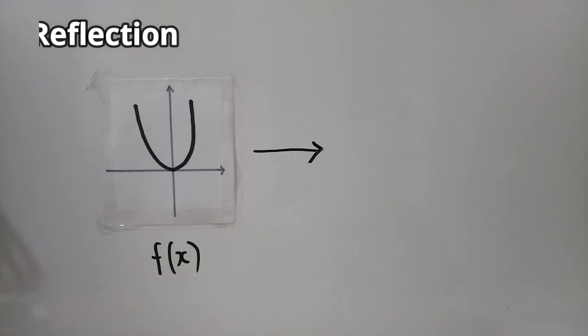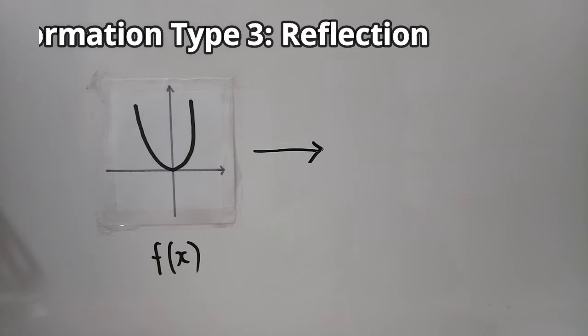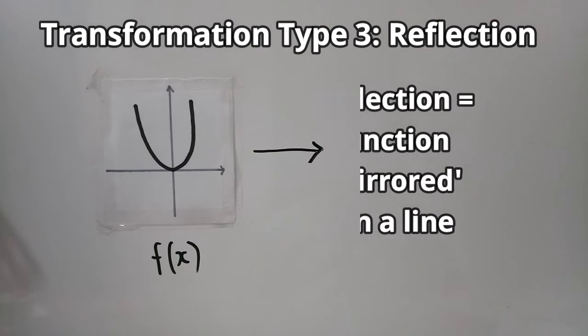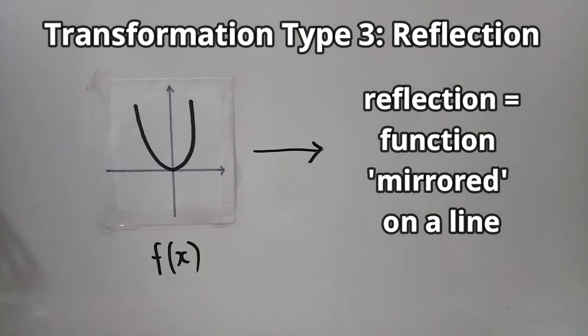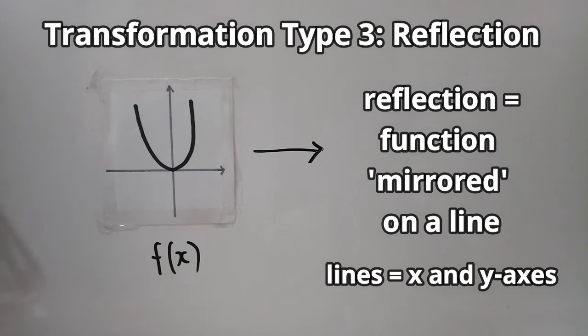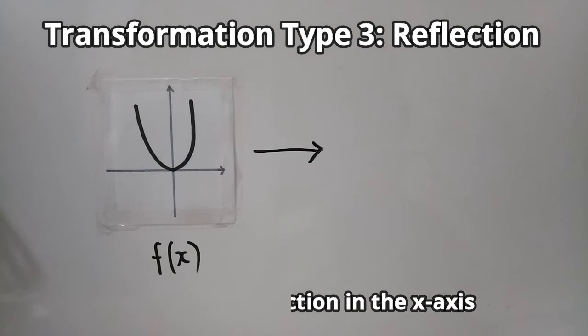Transformation type 3, reflection. A reflection occurs when the function is mirrored on a line, or a copy of that function appears on the other side of a line. The most common lines that a function is reflected against are the x and y axes. A. Reflection in the x-axis.